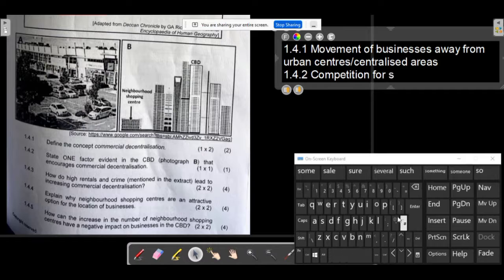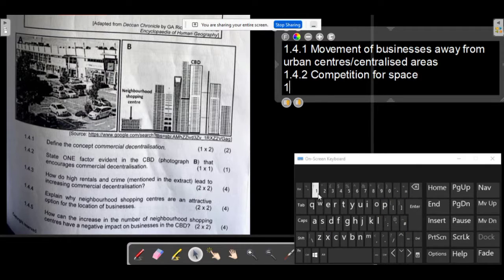Yeah, that's what I see, guys. I don't know what you guys wrote here, because it has to be something that you see. Okay.